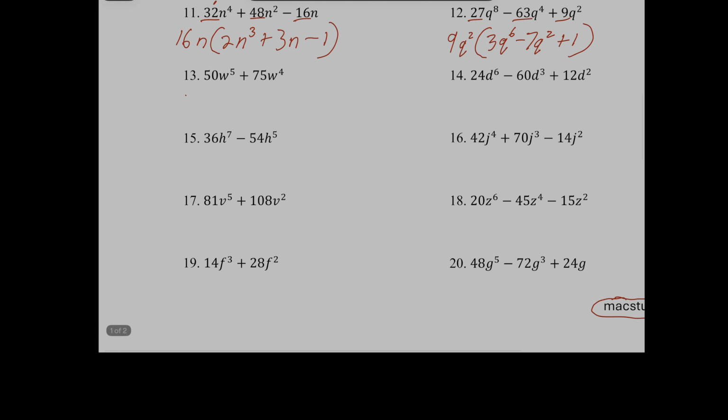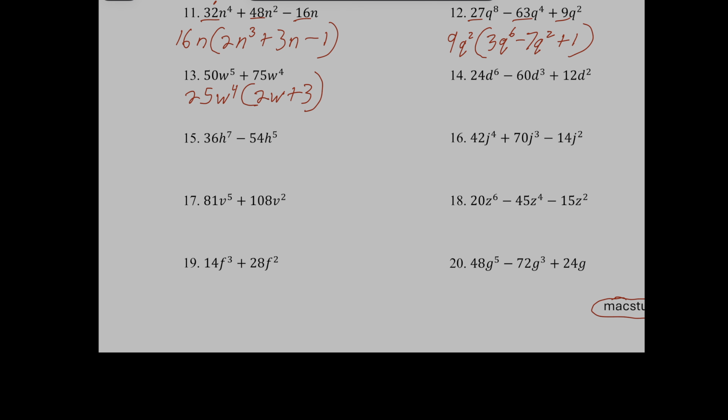50 and 75, I know that those are quarters, so I'm going to pull out a 25. And I have 5 W's and I have 4 W's, so the most I can pull out is 4 W's. Out of the first one, when I divide the numbers, I'm left with a 2, and I had 5 W's. I pulled out 4. I'm left with 1. And on the second one, I had 75 divided by 25 is 3. I took out all the W's, so that's my answer.